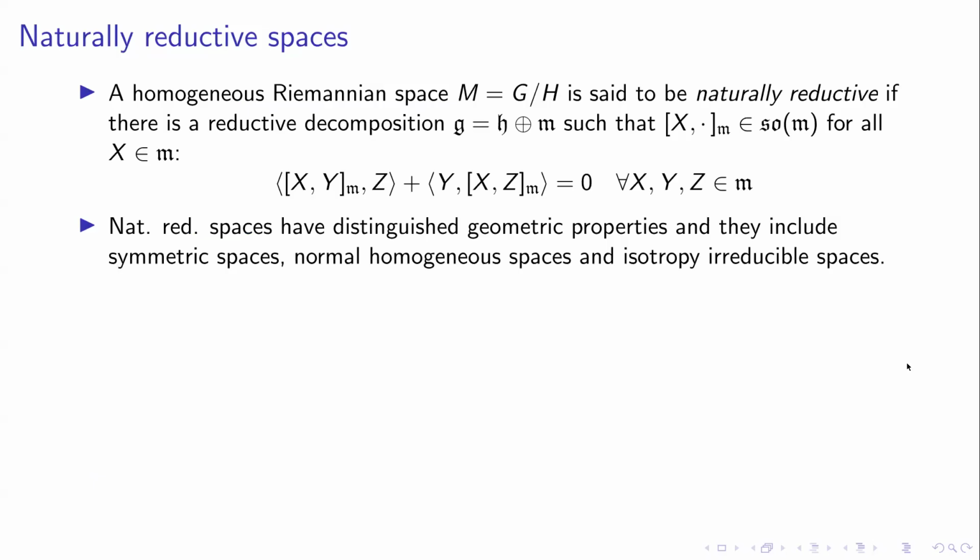So let's recall the definition of a naturally reductive space. A homogeneous Riemannian space is said to be naturally reductive if we have a reductive decomposition, G equals H plus M, with this property. It is known that naturally reductive spaces are very important. They have distinguished geometric properties, and as particular cases you have the symmetric spaces, the isotropy irreducible spaces, normal homogeneous spaces, etc.